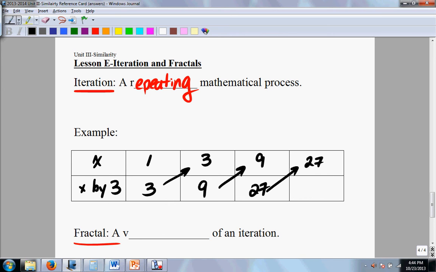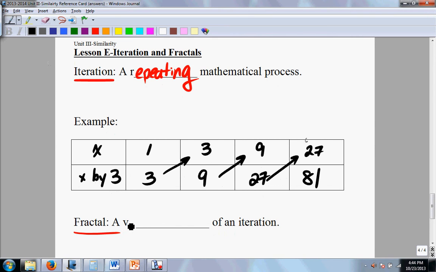Now you've got to actually do the math here. Excuse me, not 9, 3. So 27 times 3 is going to be 81. Okay, so that's an iteration. It's just a repeating mathematical process.